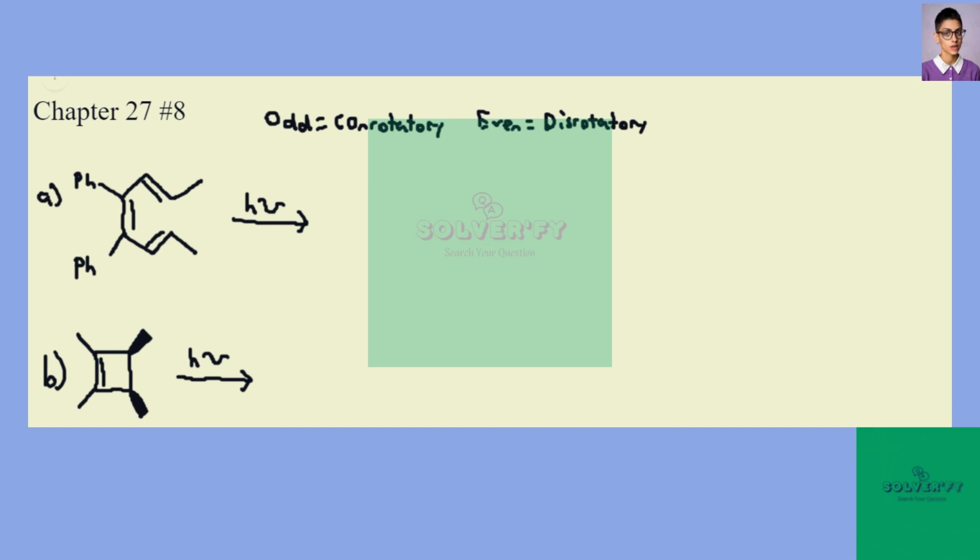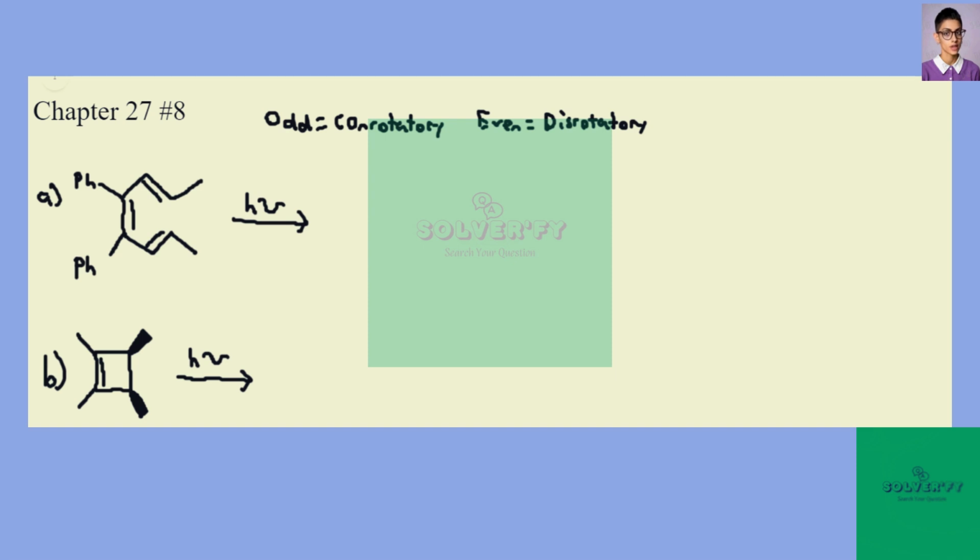However, in problem number 6, we were asked to determine what the products would be and their stereochemistry when heat was used to drive the reaction. And in this case, we are driving these pericyclic reactions with light. And so the rules for light are exactly the opposite of the rules for heat.